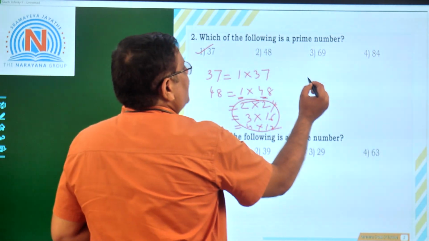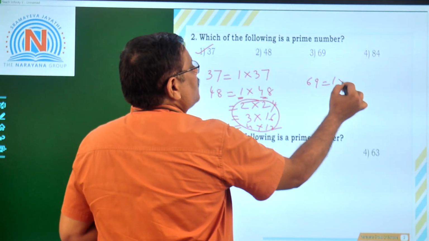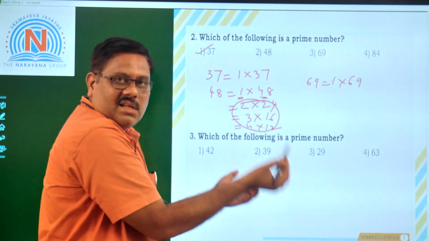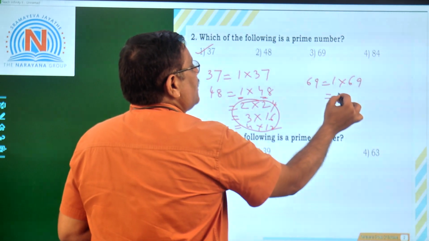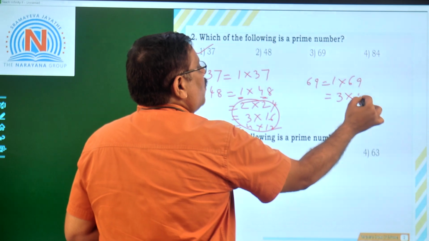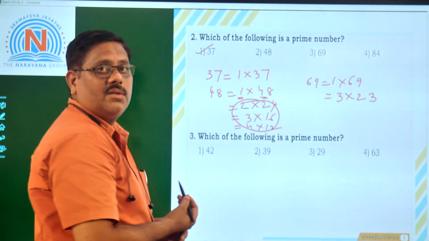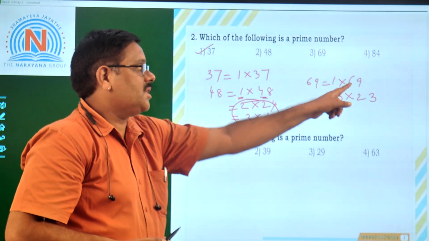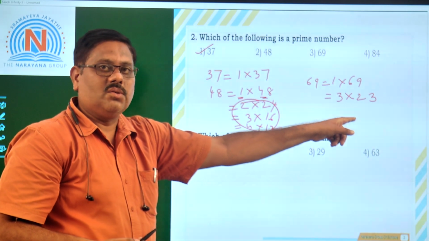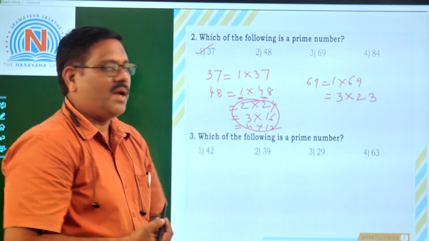Now, let us take 69. 69 also we can write as 1 into 69, that is 1 and itself. Not only that, we can write 69 as 3 into 23. So other than 1 and itself, it has other factors also. So 69 is not a prime number.